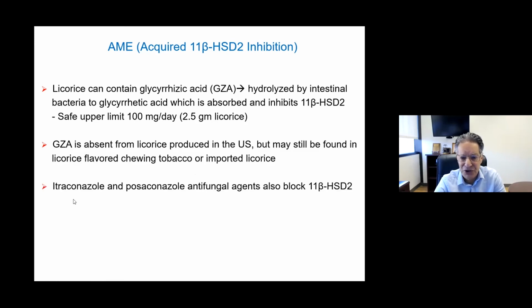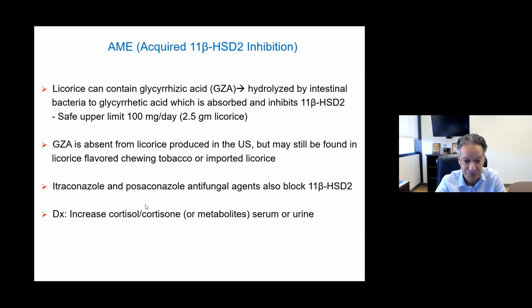It turns out also that some agents, antifungal agents such as itraconazole and posaconazole, are very potent inhibitors of this enzyme too, and there are a number of cases reported who get the same acid-base disorder. And again, once you stop these compounds, everything goes away. The diagnosis is an increased cortisol to cortisone level in the metabolites, which are sometimes measured in the serum or urine. And the treatment is MR blockers. Ultimately, you stop the licorice.